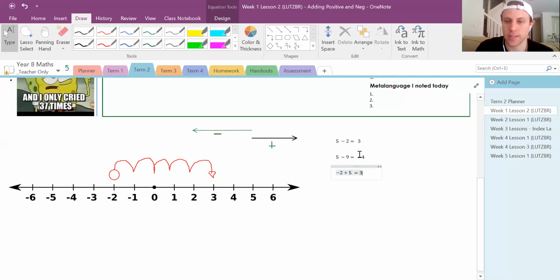Using the exact same steps that we did before. We're isolating where we're starting. We're looking at the direction we need to take. We take that direction, the amount of spaces that the right-hand number tells us to, and we get our answer.